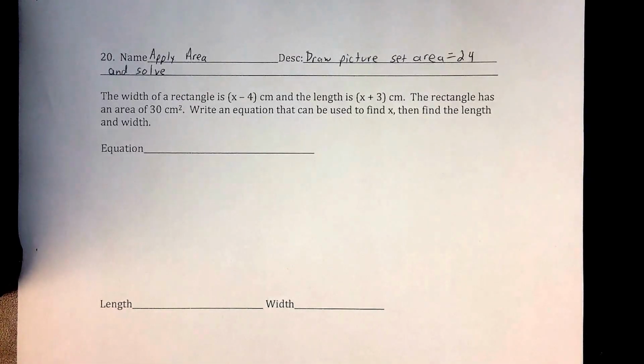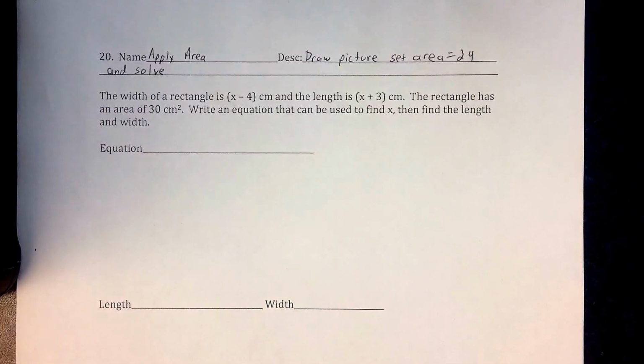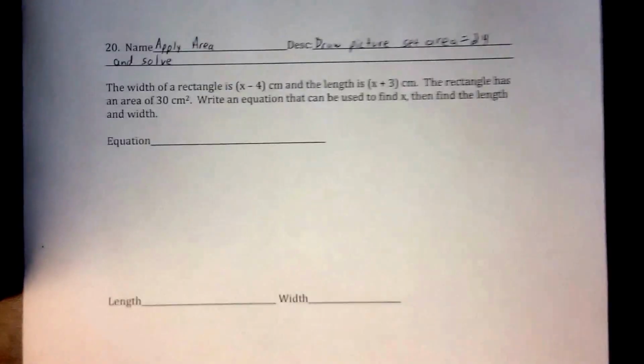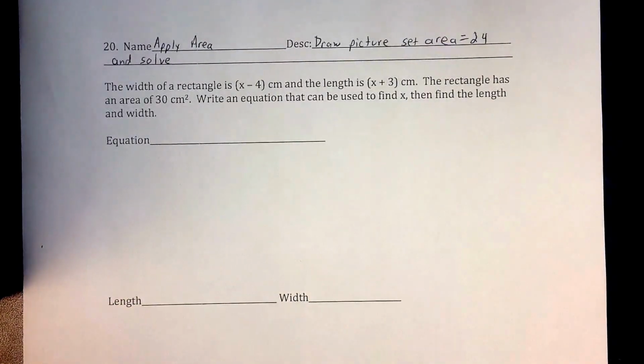Okay, number 20. The width of a rectangle is x minus 4 centimeters and the length is x plus 3 centimeters. The rectangle has an area of 30 centimeters squared. Write an equation that can be used to find x, then find the length and the width. So we're applying area, because it tells us the area. We're going to draw a picture, set the area equal to 30 to get our equation, and then solve it.